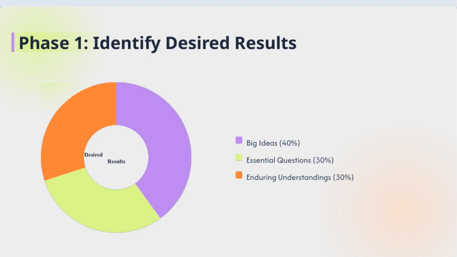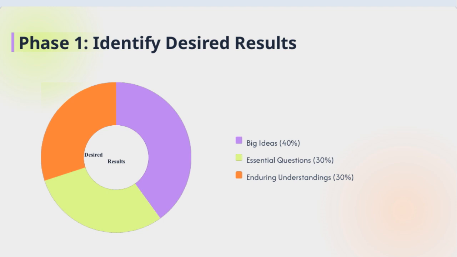Then, there are the big ideas, which account for 40%. These are the overarching themes or principles that tie everything together. They help students see the bigger picture and understand how different concepts relate to each other within the overall subject. All of these components, enduring understandings, essential questions, and big ideas, are fundamental because they shape what we want students to achieve and understand.